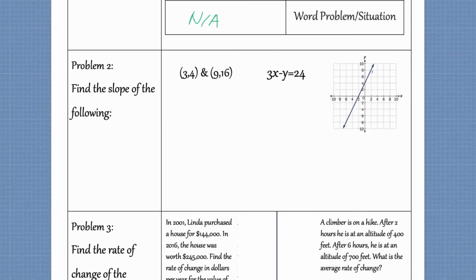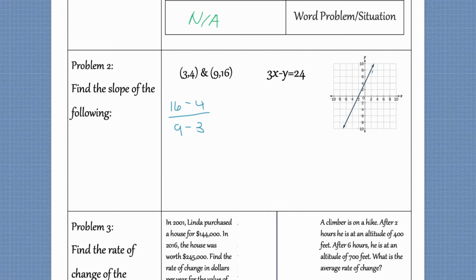So problem number 2 says to find the slope of the following. And so the first one is pretty basic. It's sort of like the one that we did in the page before. So remember, it is y2 minus y1 over x2 minus x1. So y2 is 16 minus y1, which is 4, over x2, which is 9, minus x1, which is 3. So 16 minus 4 over 9 minus 3.